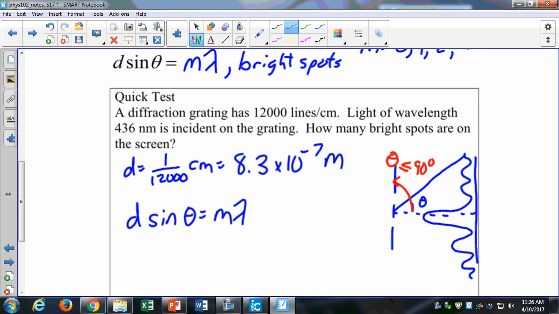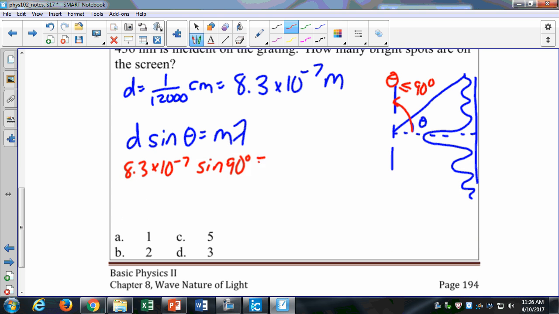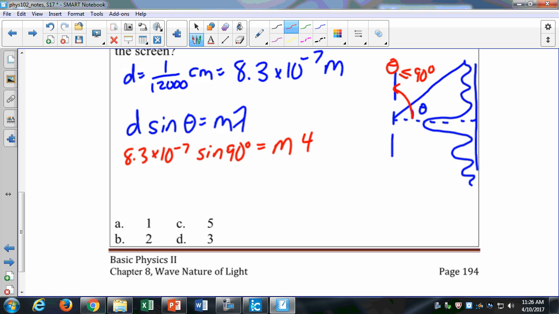And so what we do here is we find out what is the order number when theta is equal to 90 degrees. So we say d, which is 8.3 times 10 to the minus 7, times the sine of 90, because 90 degrees is the limit for where my interference pattern can form, equals m times lambda, which is 436 nanometers. And then I solve that for m.